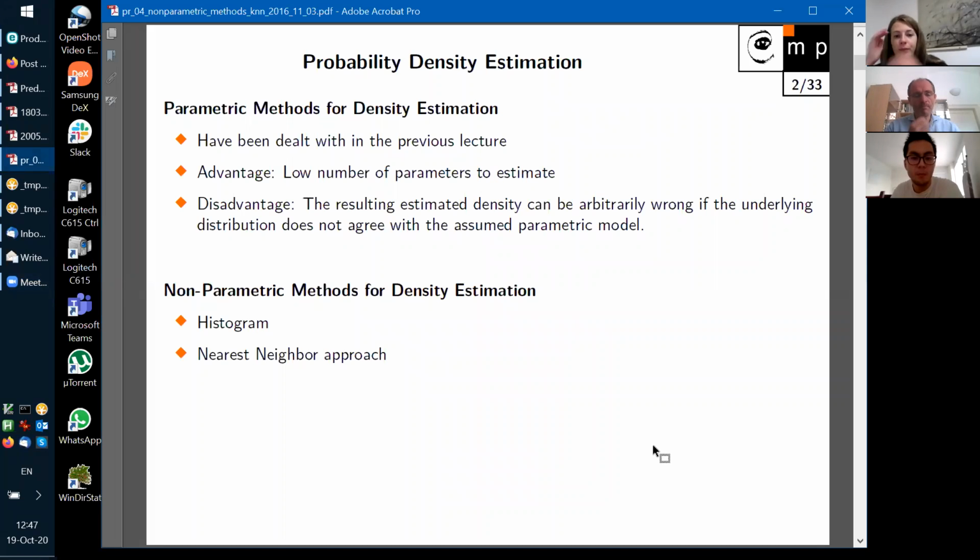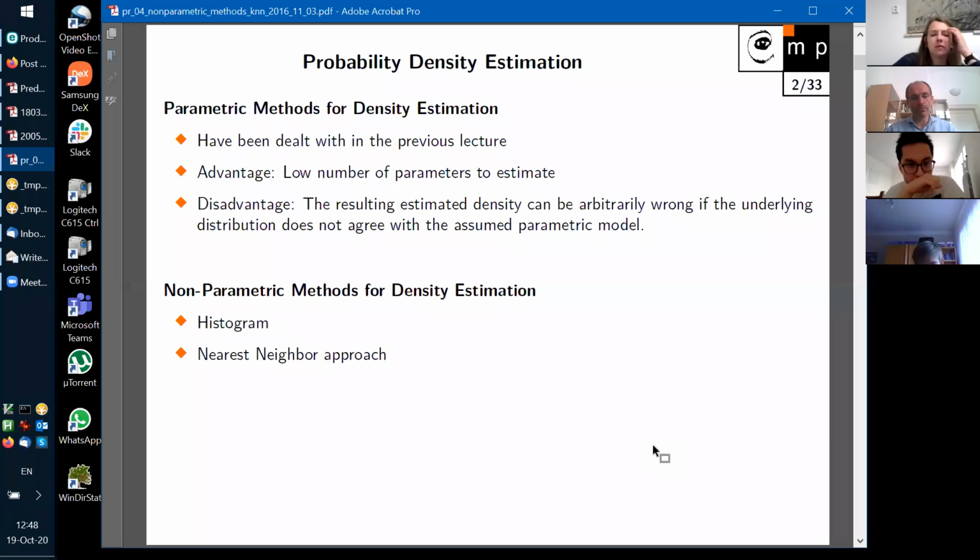Okay, so just a short recap from last week. We talked about parametric methods for density estimation, and the advantage is that they have a low number of parameters to estimate, and some of the methods are very easy computationally. But the disadvantage, which is a very significant one, a major one, is that the resulting estimated density can be arbitrarily wrong if the underlying distribution does not agree with the assumed parametric model. So if we assume the distribution is Gaussian and it is in fact not normal, then we can run into problems.